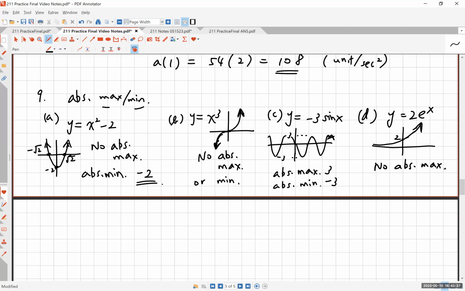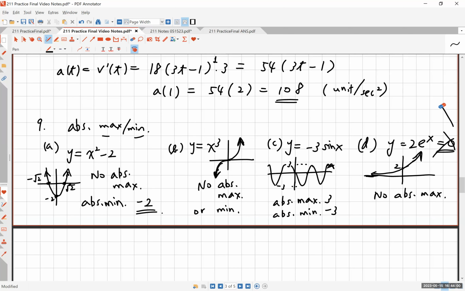Now, you may be tempted to say that the absolute minimum is 0 because that is as close as it gets, right? As x approaches negative infinity, the y value gets closer and closer to 0. In fact, it goes to 0 very, very quickly, except it never reaches 0. So in other words, for any x, this is impossible. The exponential function never becomes 0 in its value.